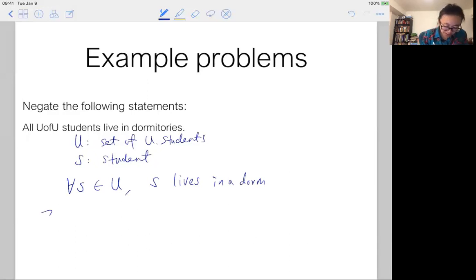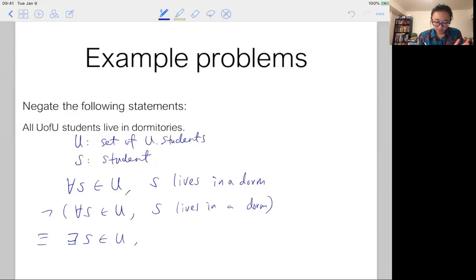Now I want to take the negation of this statement. Again, the for all symbol becomes the existence symbol, and "S lives in a dorm" becomes "S does not live in a dorm." Now I have to translate this proposition back to English. It means there exists a student who is a U of U student who does not live in a dorm.